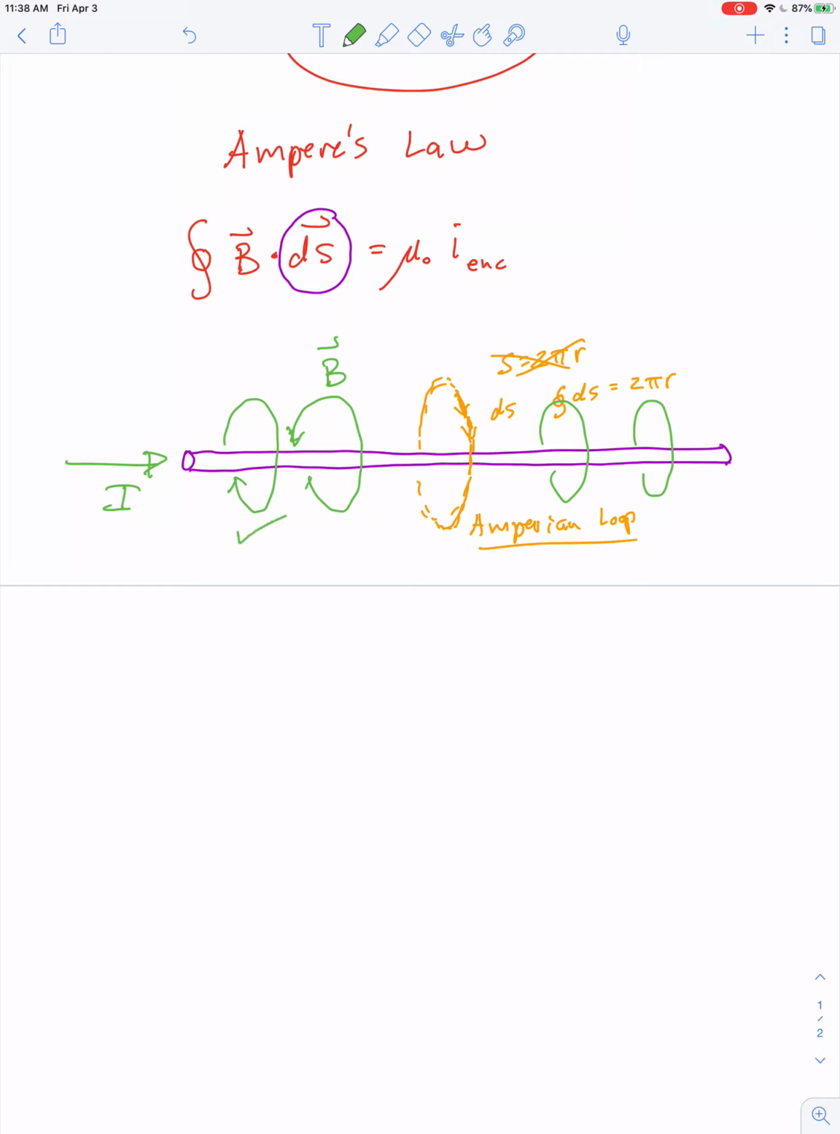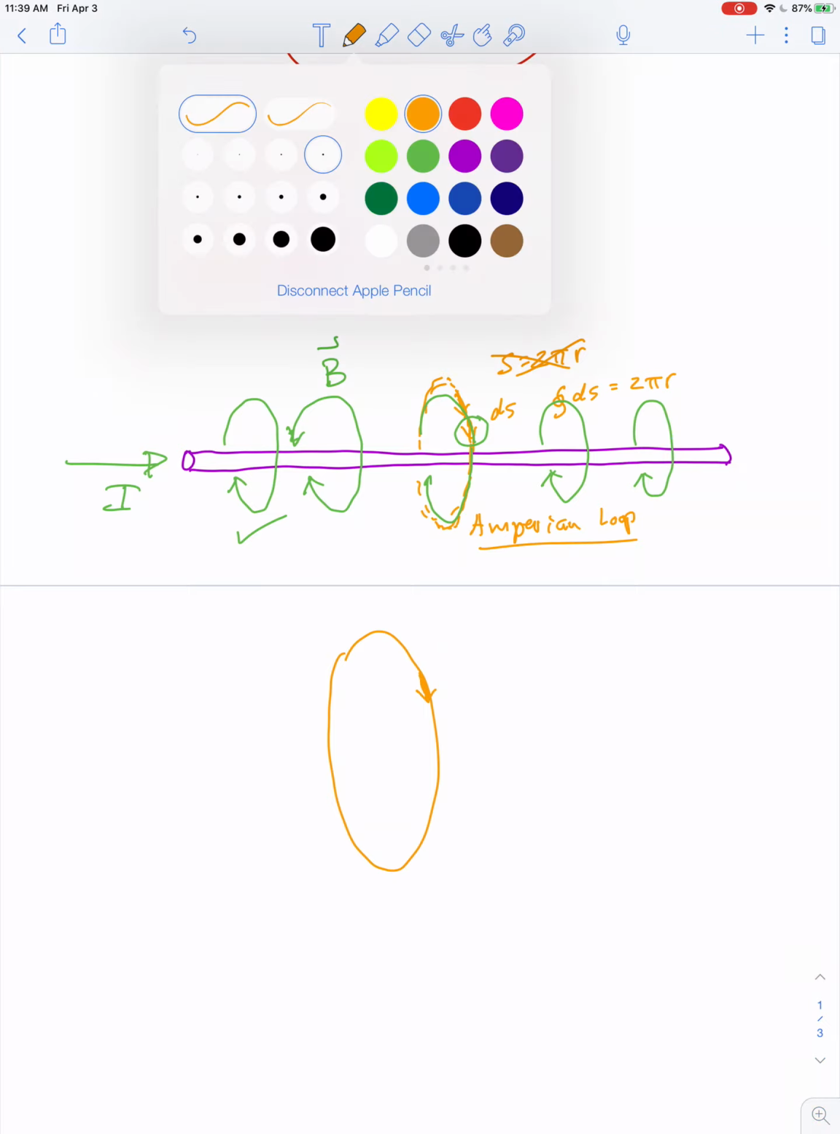Okay, so there is magnetic field along every bit of my Amperian loop, and in fact, how does this work out? If I pick any one of these little things ds, if I draw my Amperian loop one more time, make it a little bit bigger, then I picture, okay, for that little part of my Amperian loop, is there any magnetic field there? And there is.